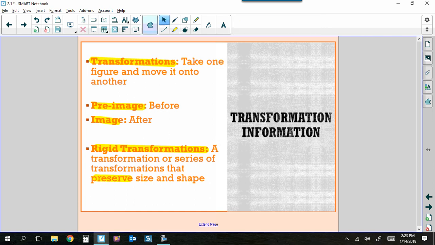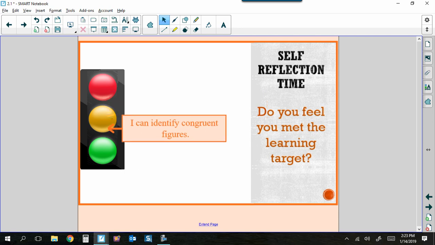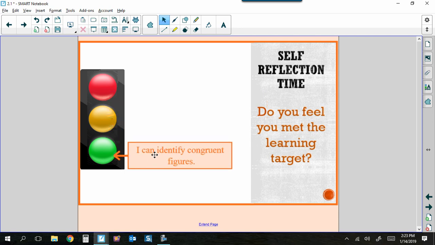All right, I believe that is it. Hopefully you guys feel confident in what congruent means and identifying congruent pieces.